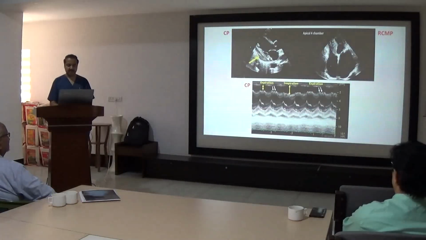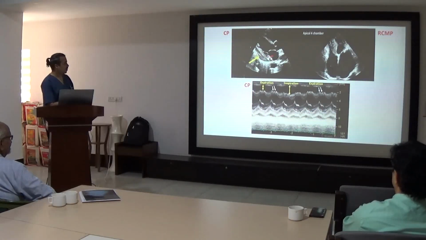So this is a constrictive pericarditis echo. You can see there is thick and shiny pericardium. So this is our thickened pericardium, which is again calcified. This is thick, calcified pericardium versus restrictive cardiomyopathy. There will be huge or gross biatrial enlargement. This is also called the owl's eye appearance.